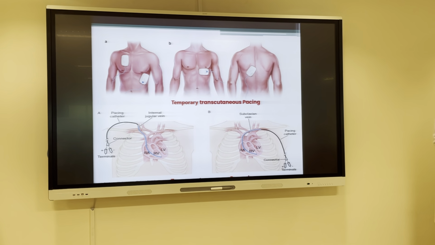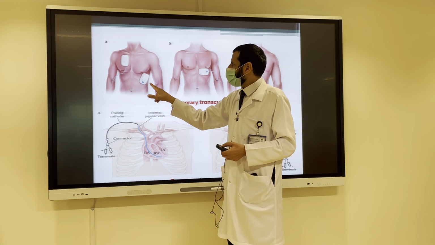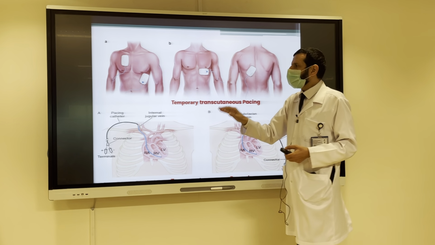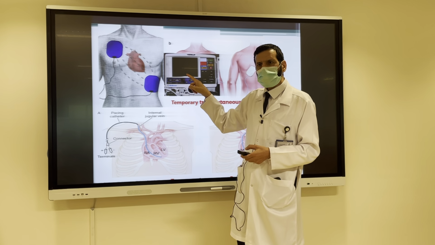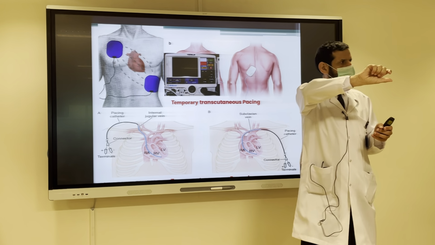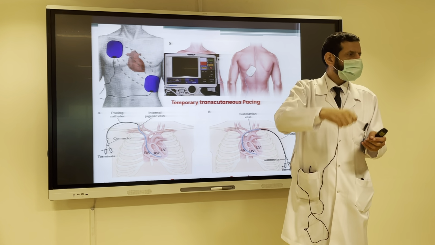There are 2 ways of temporary pacing. One is called transcutaneous. So patches on the chest can be placed anterior and lateral, or anterior and posterior. Both are okay. It's connected to a machine, the same as the defibrillator, by the way. And most of the time in the hospital now, the defibrillator machine has pacing. So you just turn from defibrillator, shift it or switch it to pacemaker.